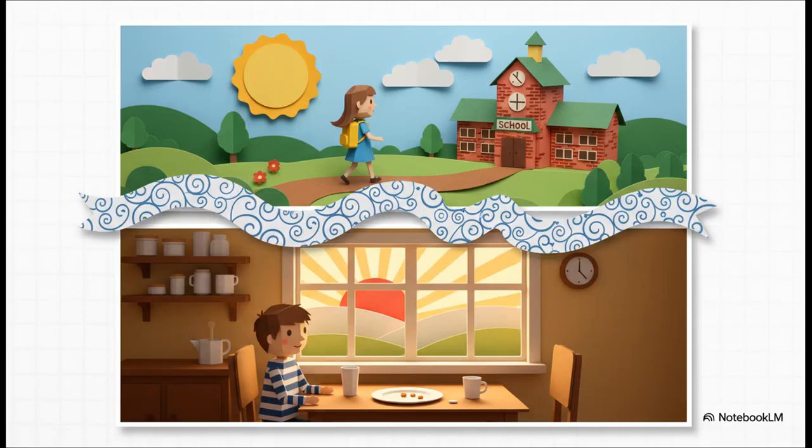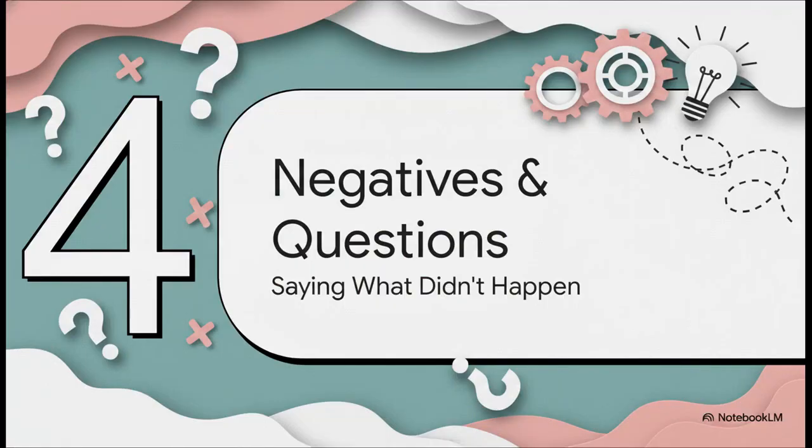For a regular verb, she walked to school yesterday. You see? Subject, past verb, the rest. For an irregular one, he ate breakfast this morning. Same exact structure, just a different kind of verb. It works the same for both. Awesome. So we know how to say what happened.